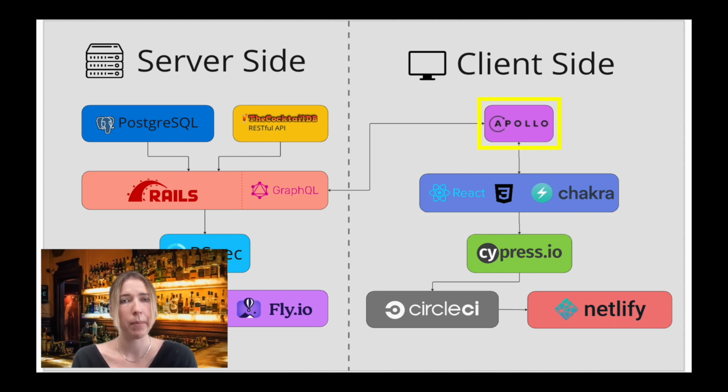For the client-side tech stack, we used React, Chakra, a UI component library, and CSS for styling. We made queries to our backend using Apollo Client and implemented Cypress for end-to-end testing. We also used CircleCI for continuous integration and deployed our application using Netlify. An advantage of using Apollo Client is its ability to handle the entire request cycle, giving the user an immediate response dependent on the state of the data.